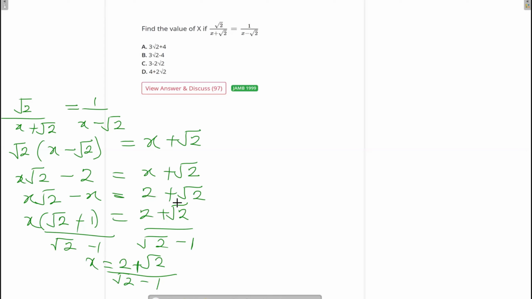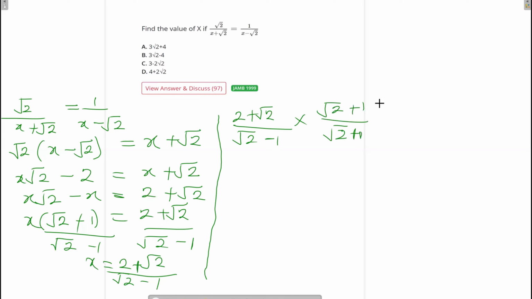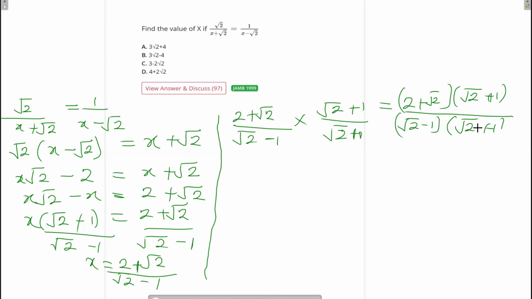But we need to rationalize. Our answer here is not in the form of what we have in the options. So to get the proper value for x, we need to rationalize. Don't forget, when we rationalize 2 plus root 2 over root 2 minus 1, we need to multiply by the conjugate of this, which is root 2 plus 1 over root 2 plus 1. So this becomes 2 plus root 2 into bracket root 2 plus 1 over 2 minus 1 into root 2 plus 1.